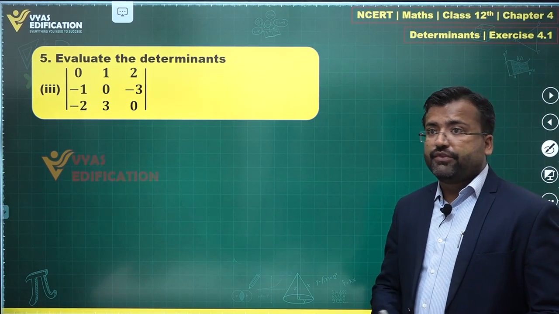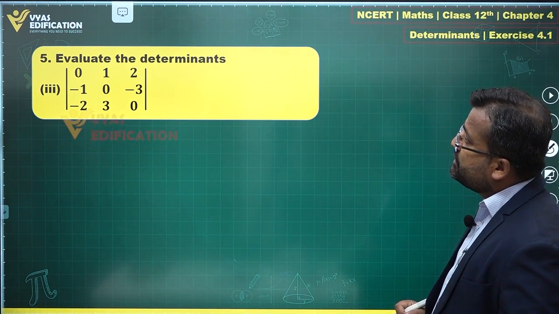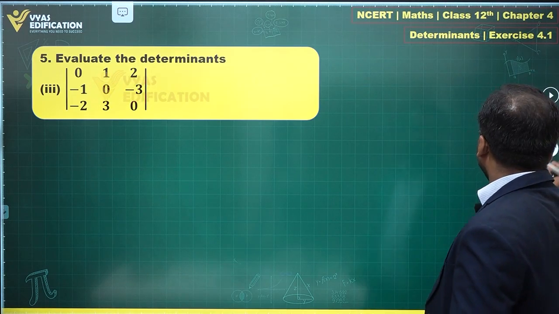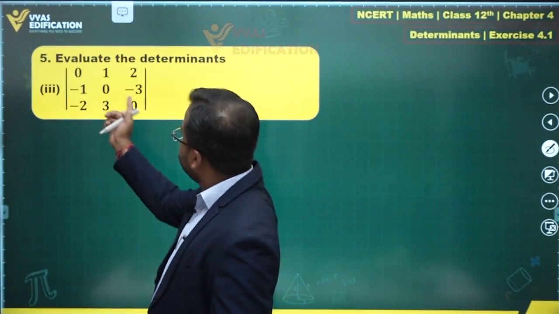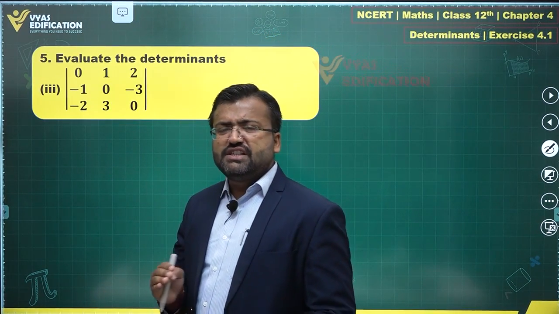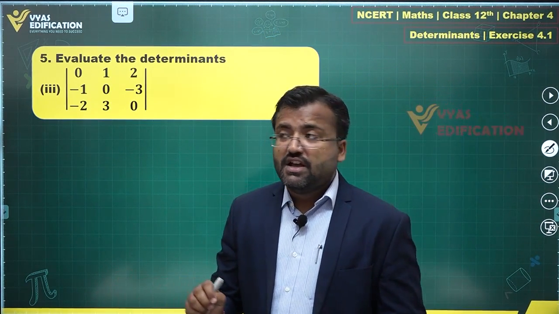Let's solve this question. Now, what are we supposed to do in this one? We are supposed to find the value of this, and the value of this can be obtained easily if you observe that there are some zeros, but all of these zeros are in different rows and different columns, right?